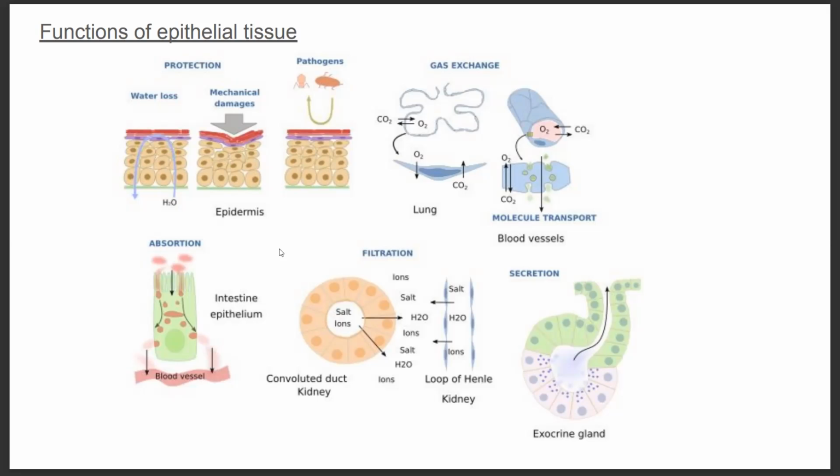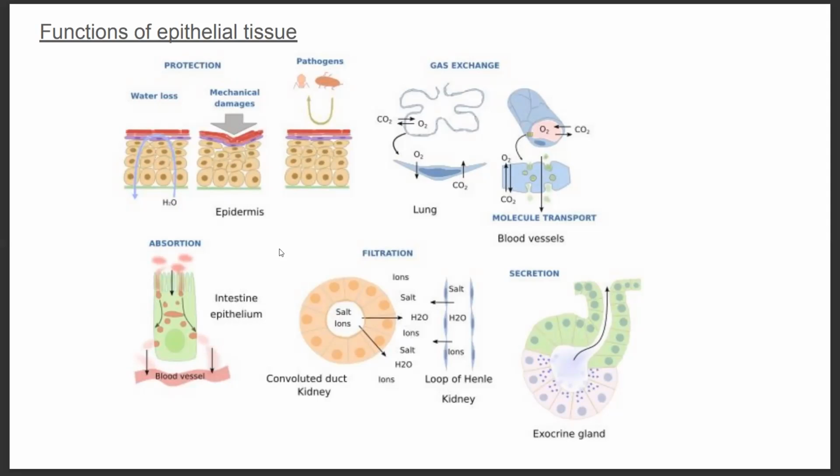Secretion. It can secrete enzymes, hormones, mucus, sweat, right? Like from our skin, right? Skin secretes sweat, right? And if we take mucus glands, they secrete mucus. So all those glands are lined by this epithelial tissue. So the second function is secretion.